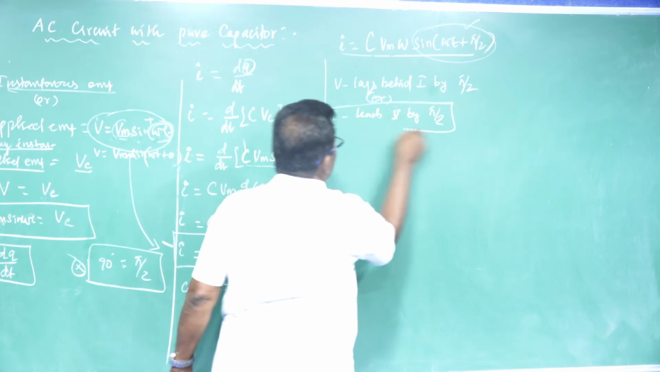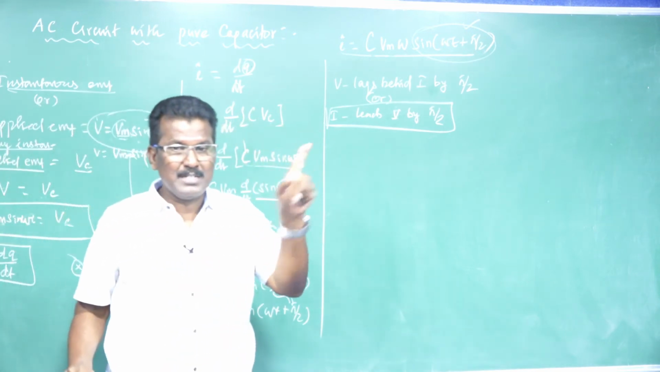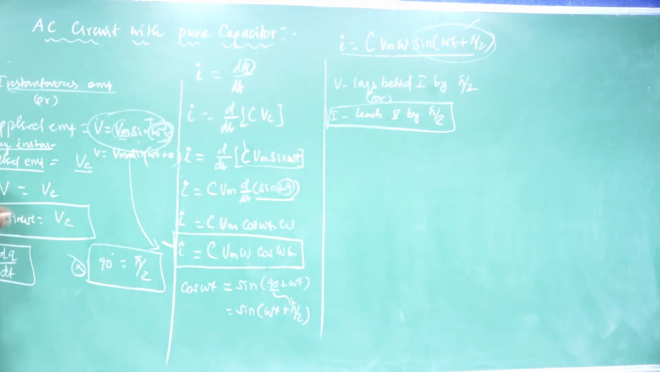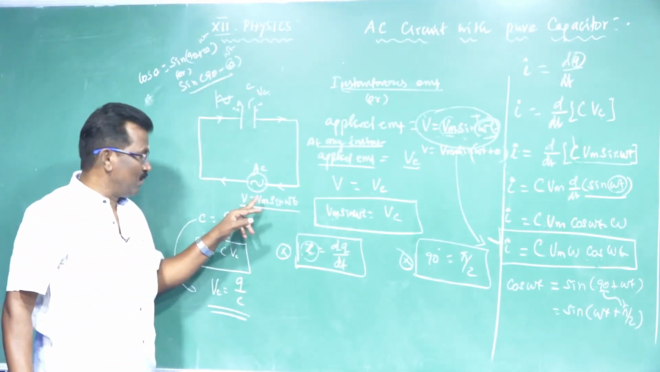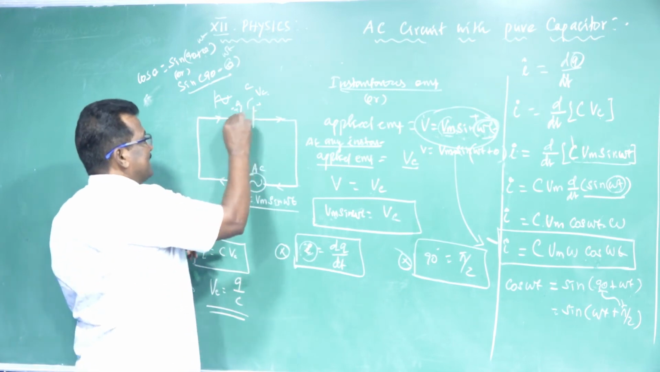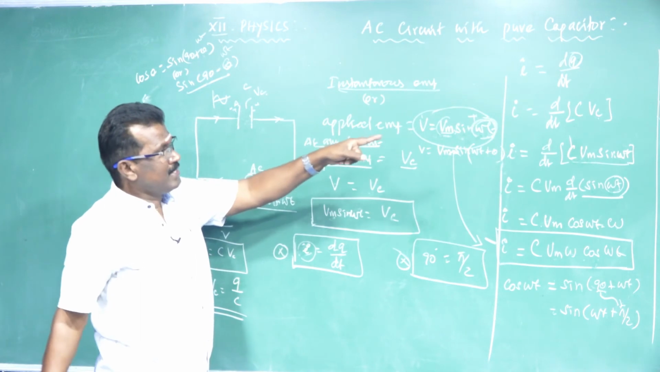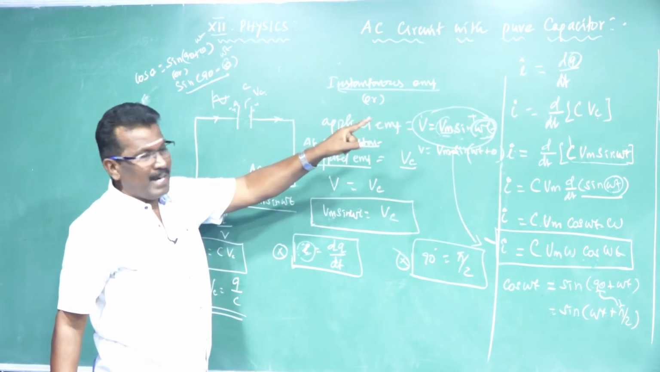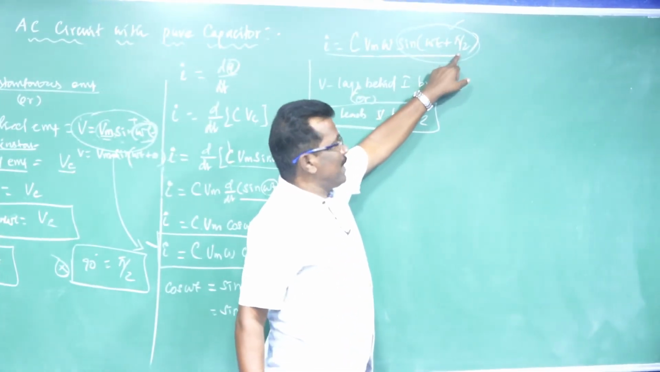So anyhow, there is a phase difference between current and voltage that is not equal to 0. They are not in the same phase. The phase difference between instantaneous current and instantaneous voltage is equal to pi by 2. The applied EMF is nothing but the instantaneous voltage. So the instantaneous voltage V is equal to Vm sin omega t, and the current between the plates is equal to C Vm omega sin omega t plus pi by 2.